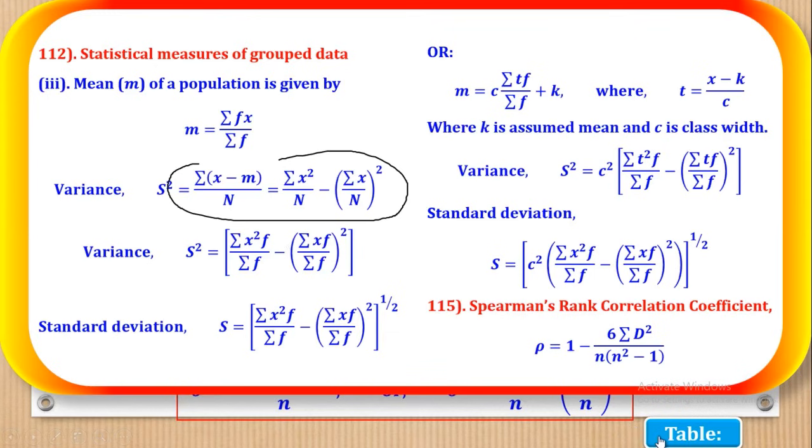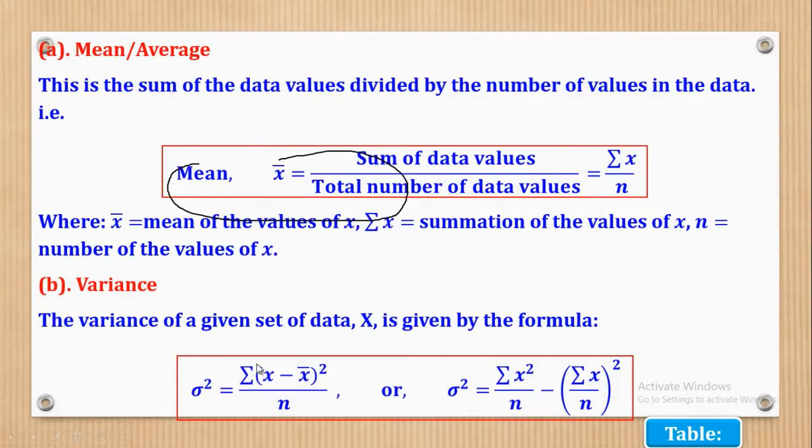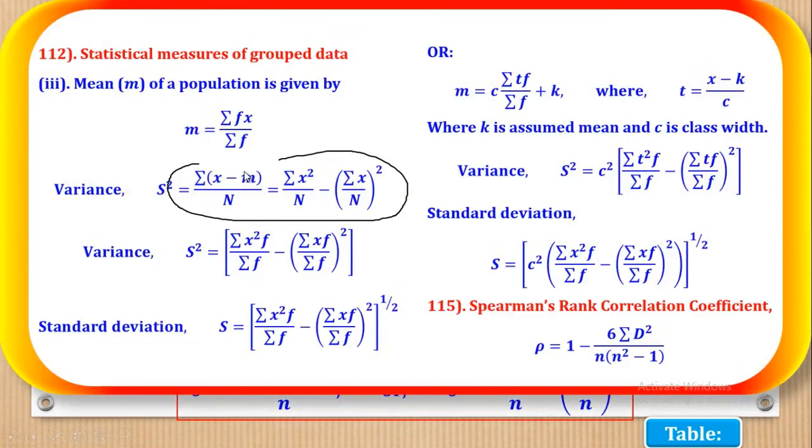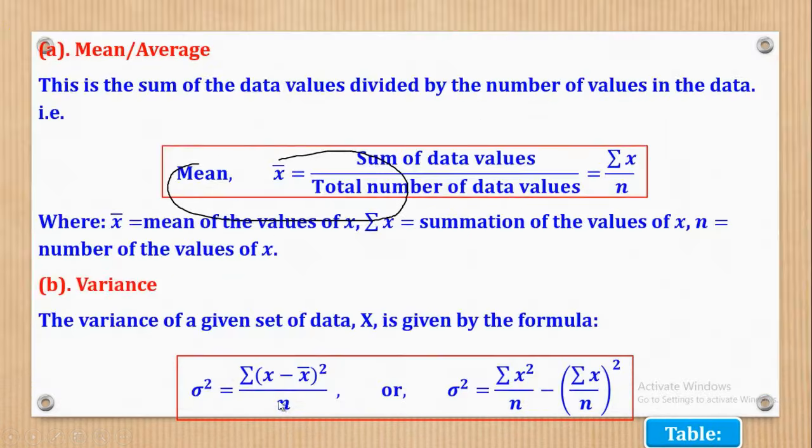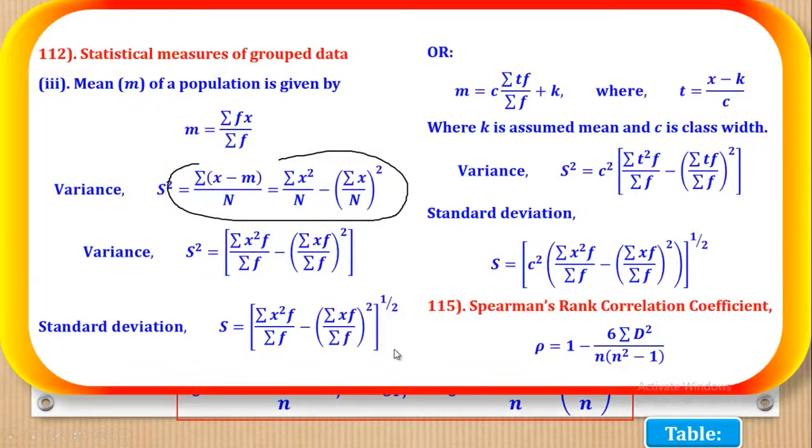If you compare it with this, the only difference is the symbols used. For example, instead of using x bar for mean, they used small m, which you can see here, small m to mean mean. Also, instead of using small n for the total number of data values, they used capital N. But it's all okay. It is up to you to choose which symbol is easier for you to memorize. So any of the two is okay.